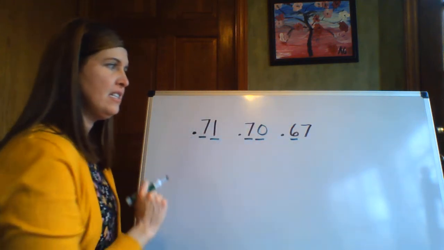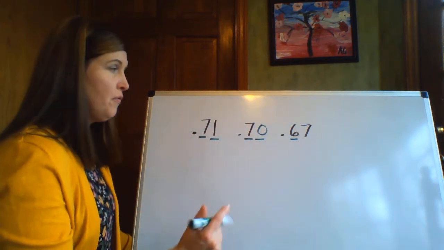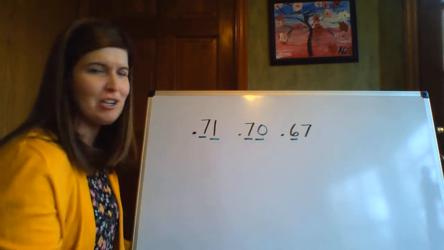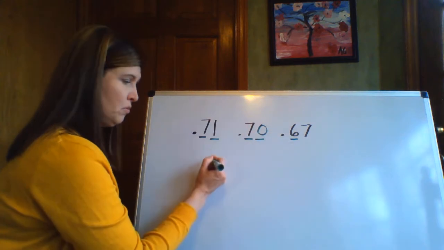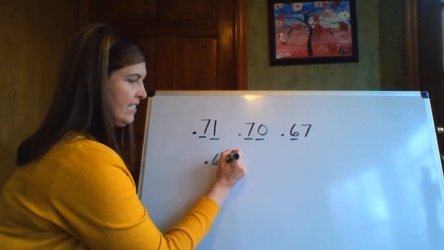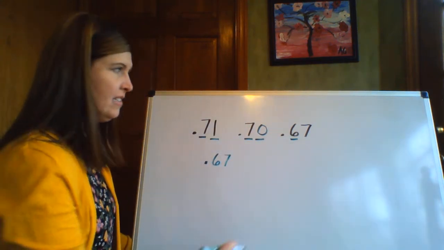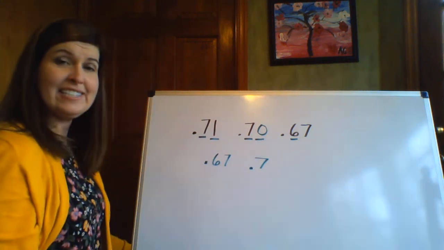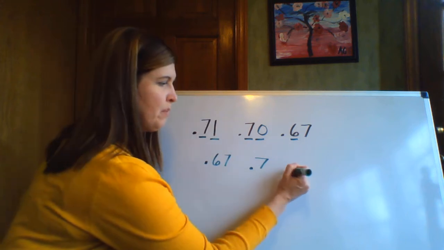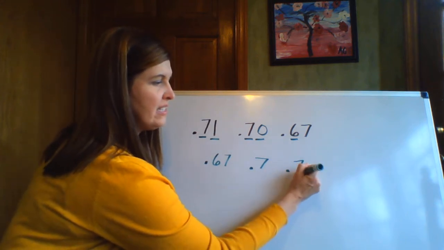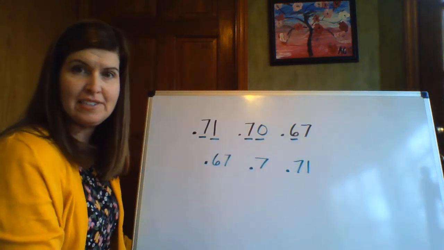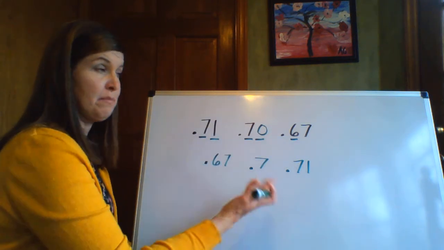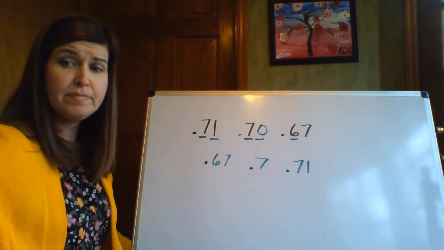So if I were to put these in order from, let's say, least to greatest, make sure you read those instructions on your workbook page. The smallest would be 67 hundredths. Next would be 7 tenths, and the greatest one would be 71 hundredths. So part of your assignment is going to be doing that and just writing and comparing 3 decimals.